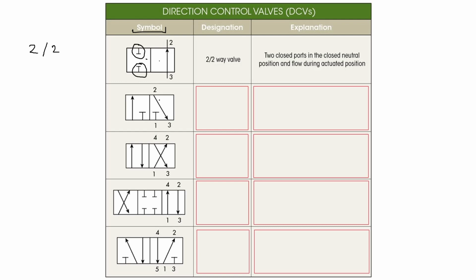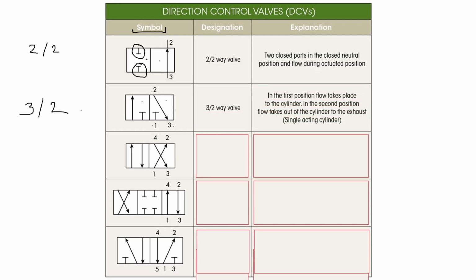Okay, here the second one. We have 1, 2, 3. We have 3 ports. So we write 3, and we have 2 positions. So we write /2. So in the first position, flow takes place to the cylinder, and in the second position, flow takes place out of the cylinder to the exhaust, meaning to the tank. And this is, for example, for a single acting hydraulic cylinder.